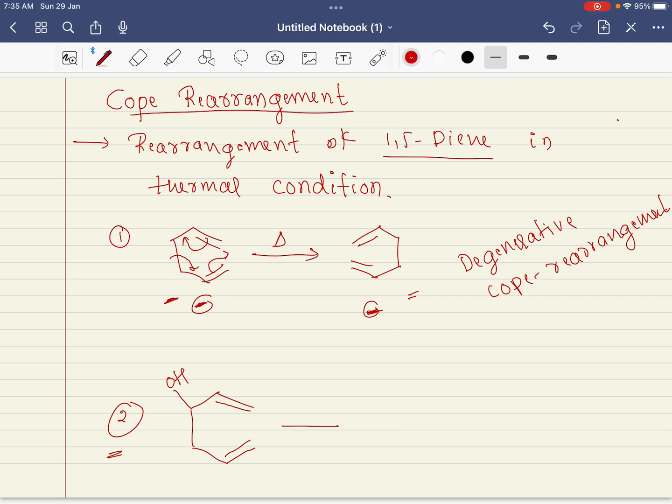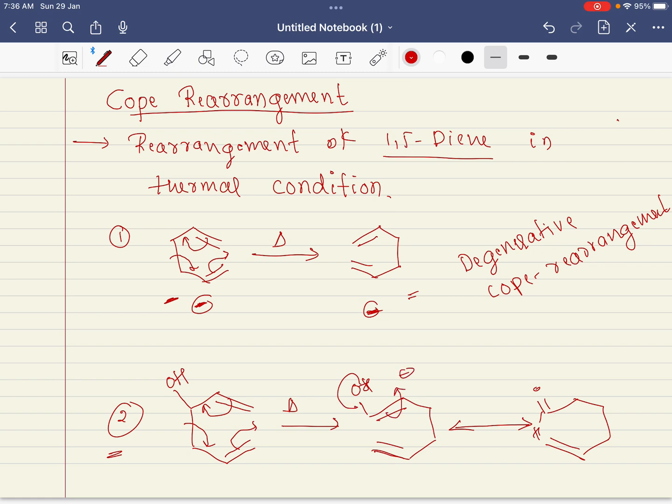We'll see the second example. A 1,5-diene is there. Under thermal condition, this pi bond will be shifted here, this sigma bond will be broken, and this pi bond will be utilized for the formation of a new sigma bond. So you will get this product here, and you know that this will undergo tautomerization, and it gives you an aldehyde. This will be shifted over here, and this will be represented here as a negative charge, and this negative charge will react with this H plus ion, and you will get this product here.